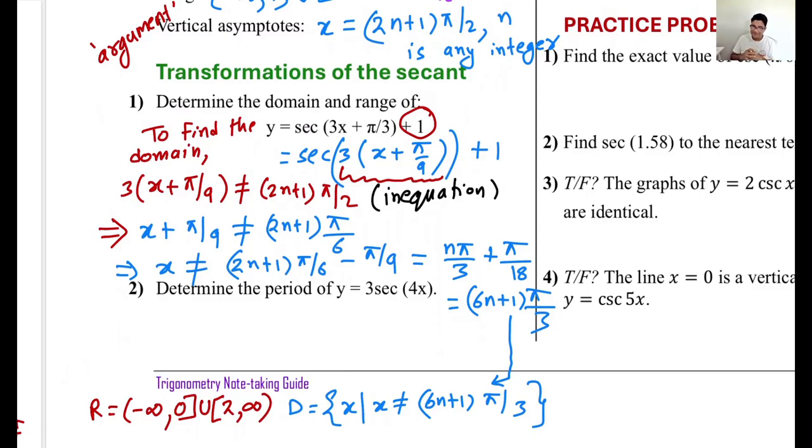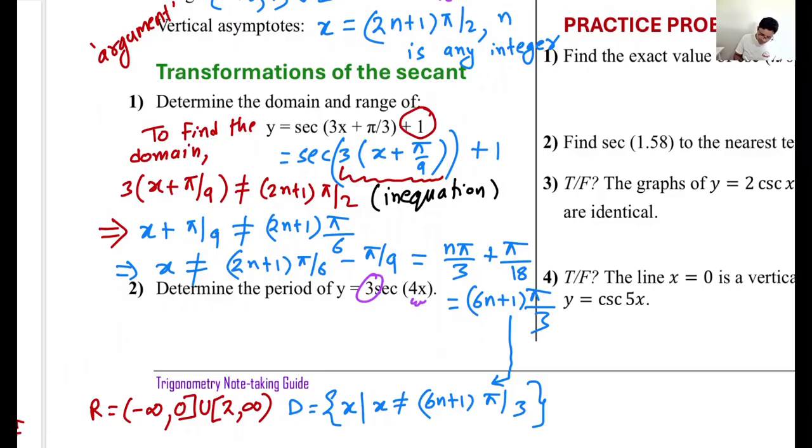Very interesting question. Next, determine the period of the function 3 sec 4x. Thank God, that's relatively easy. The period doesn't get affected by 3. It changes the range actually. But 4x does, right?